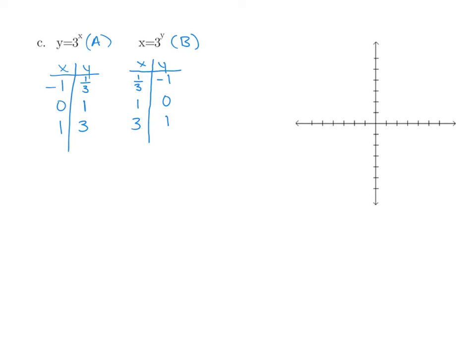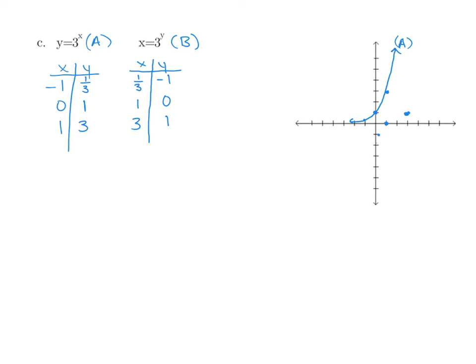So if we go ahead and graph this, we have -1, 1/3, 0, 1, and 1, 3. Again, we're going to get close to the x-axis on the left. We're going to go relatively quickly on the right. So this is my first graph, or my graph A. If we graph B, we have 1/3, -1, so we're going to go 1/3 to the right and down 1, 1, 0, and 3, 1.